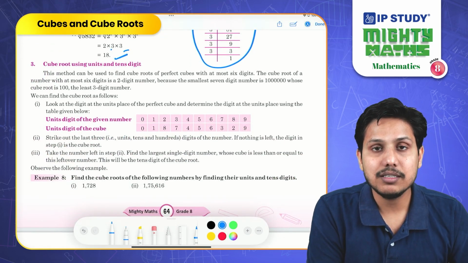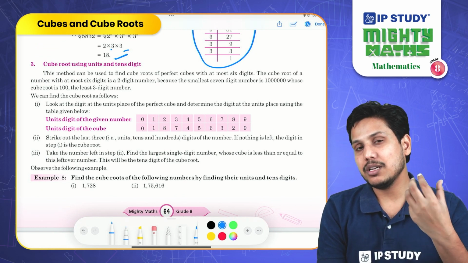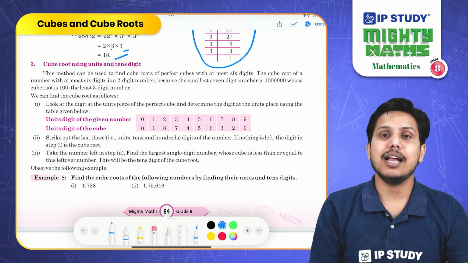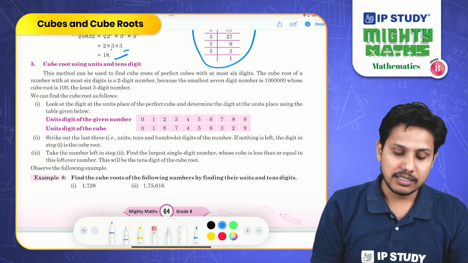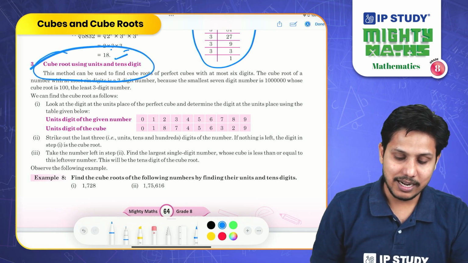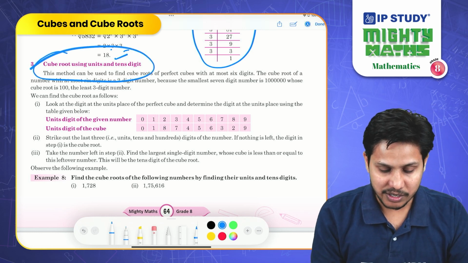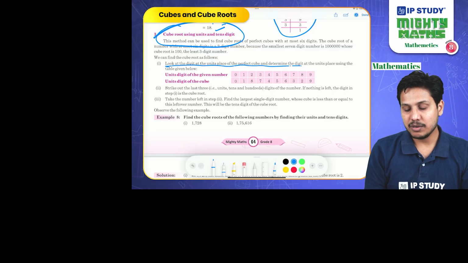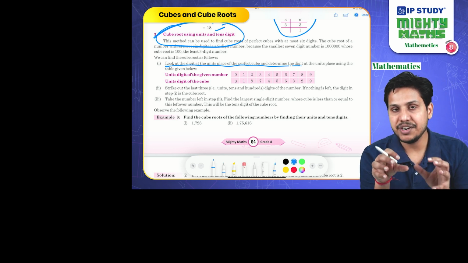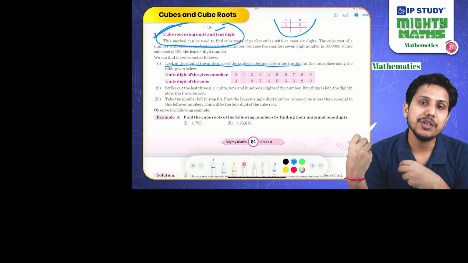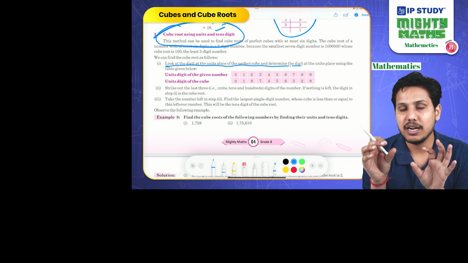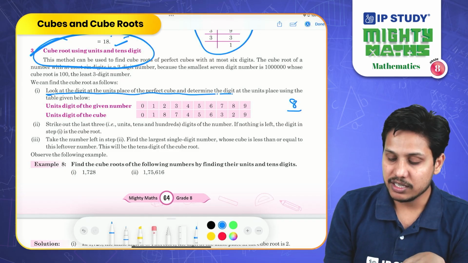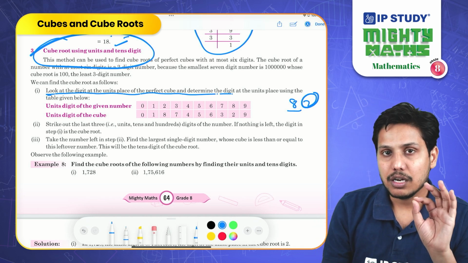Now, there was a special short trick method to find the square root of a number by looking at the unit digit and the rest of the digits, which we have seen. Similarly, we have a cube root method using tens and unit digits. Look at the digit at the unit place of the perfect cube and determine the digit at the unit place of the cube root. Depending upon the unit digit of the given number, we can identify the unit digit of its cube root. Suppose we have a number with unit digit 8, it means the cube root of this number will have unit digit 2. So first of all, identify the unit digit of the cube root.